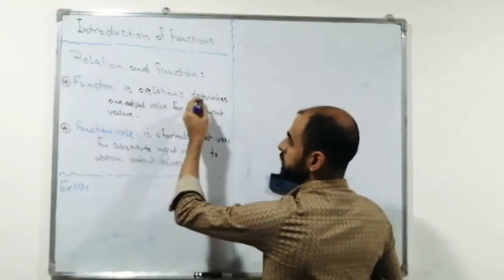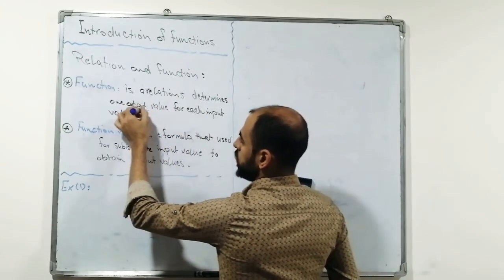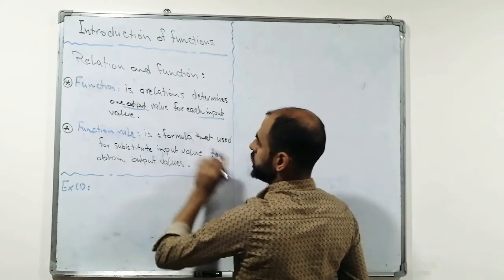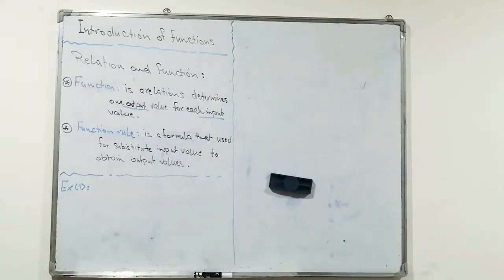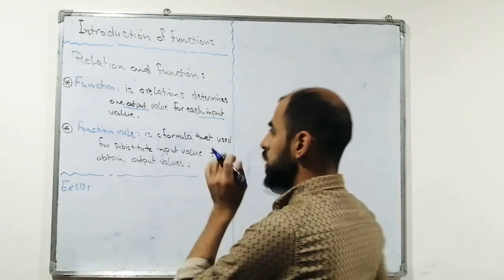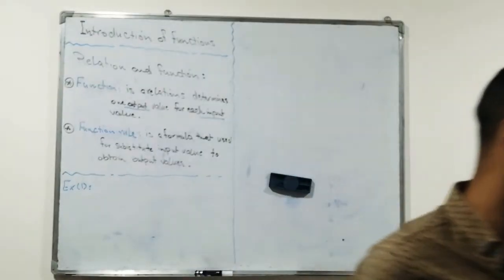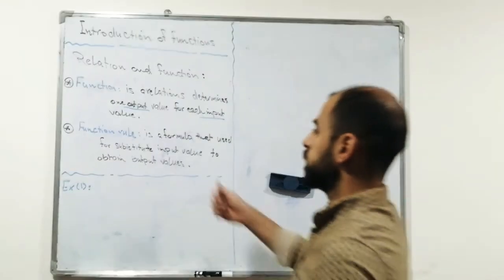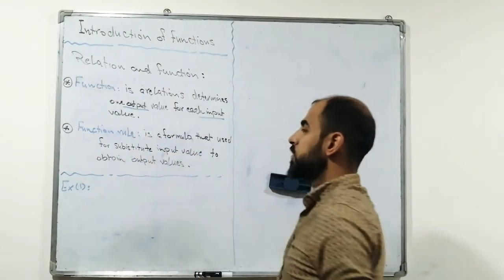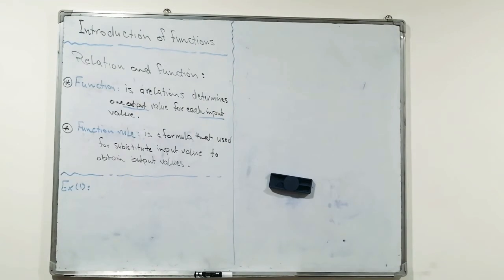We'll put an underline here and here. That means for each input we have one output. Okay? For each one of our input values we will get one output. The function rule is a formula used to substitute an input value to obtain one output value.